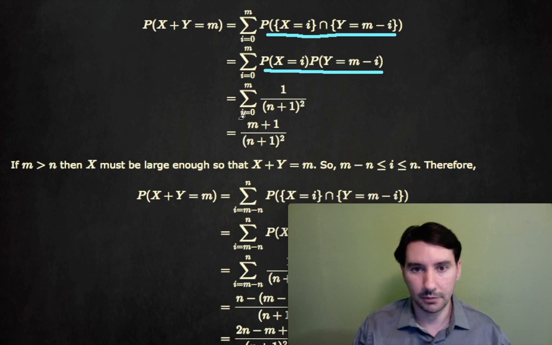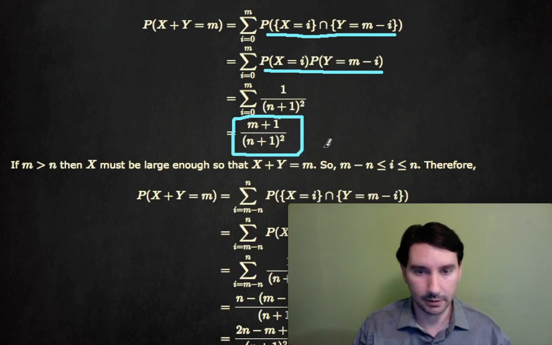Now we're summing that number from i equals 0 to m, which again we have to take into account 0, so that's m plus 1 numbers, and so we get (m plus 1) over (n plus 1) squared.